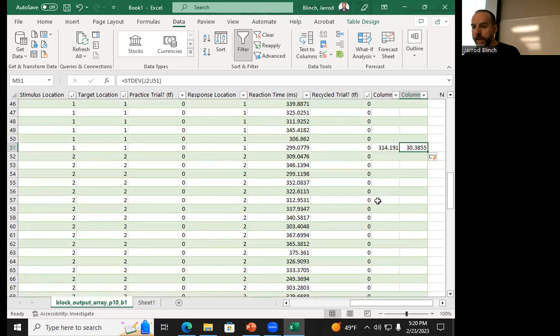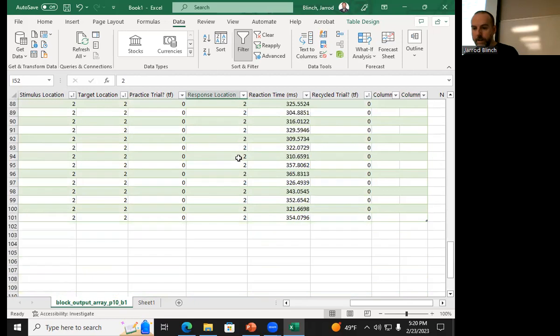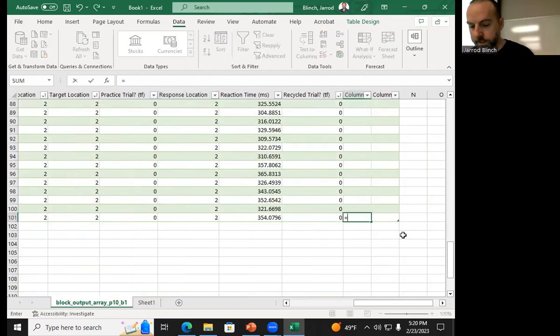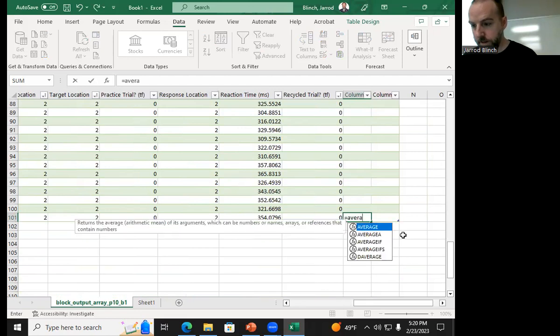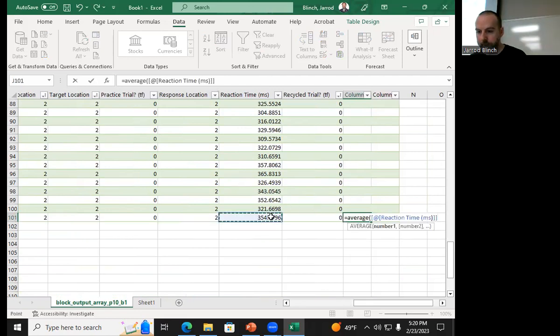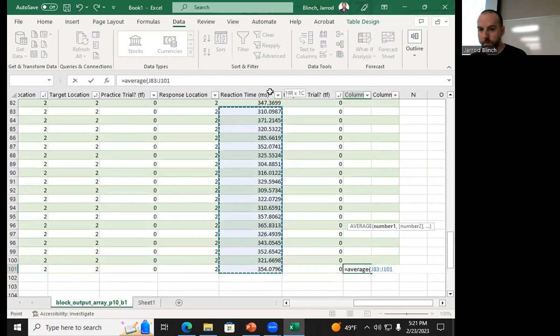Then you would do that again for your right stimulus, right response. So that's where it will start, and our last relevant trial is there. I'll just calculate it to the side here. There are different ways you could do this, but this will work.